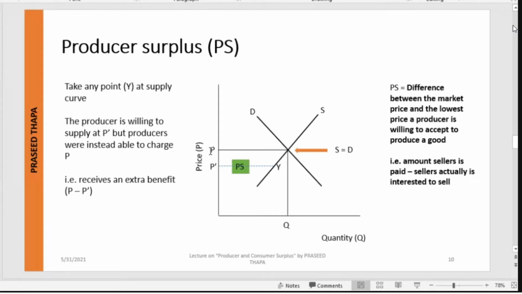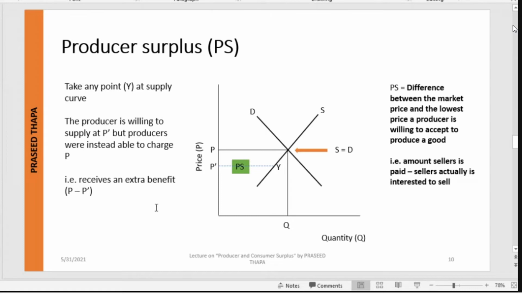But because of the market equilibrium condition, that producer is getting OP. So how much is the extra benefit, the extra gain that the producer is getting? It is P minus P dash, this area. The difference between P and P dash is the extra benefit that the producer is getting from that market, and this is your producer surplus. Simply put, in essence, it is the amount sellers are paid minus the amount sellers were actually interested in selling for. This is what our producer surplus is.